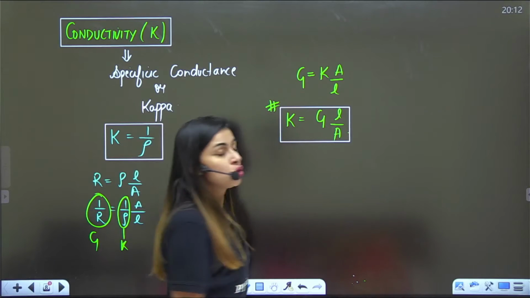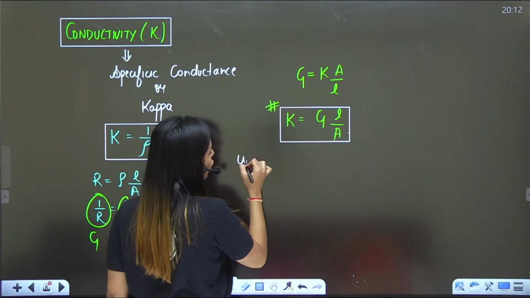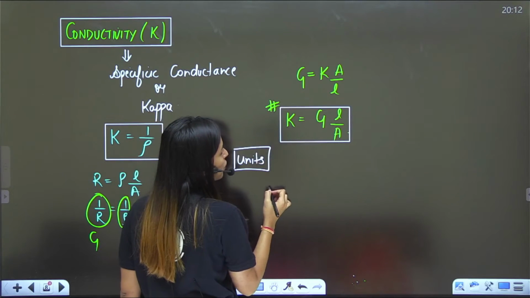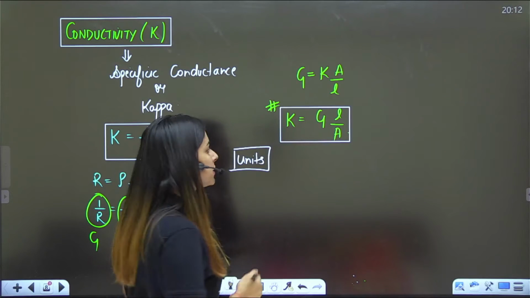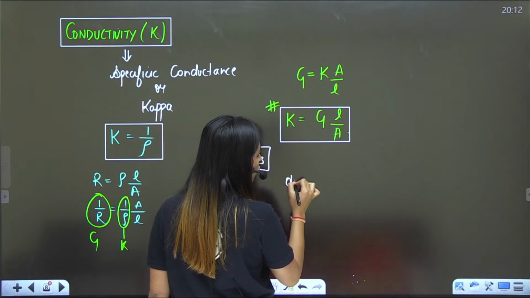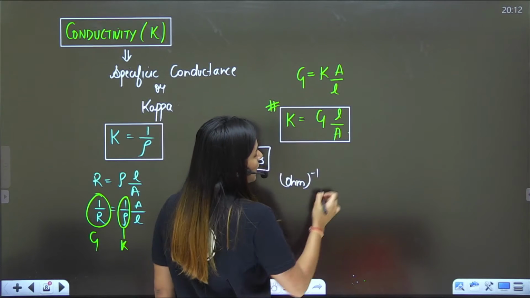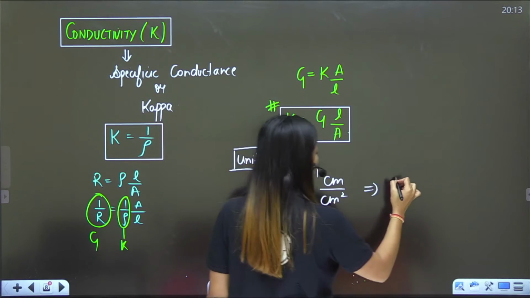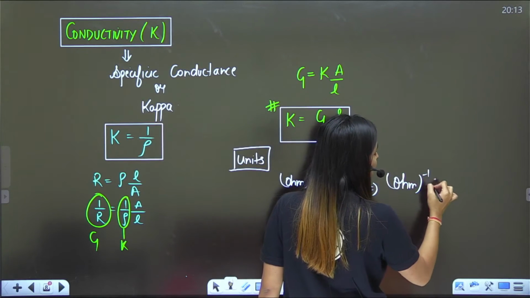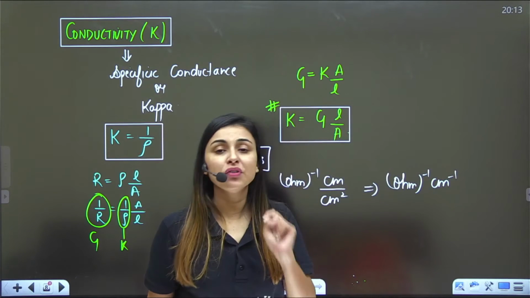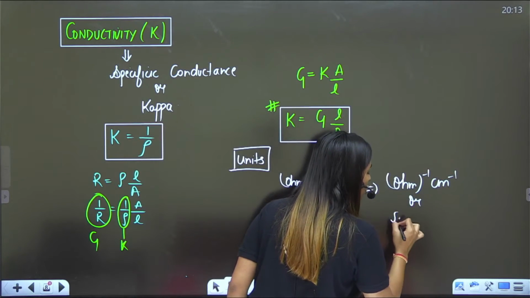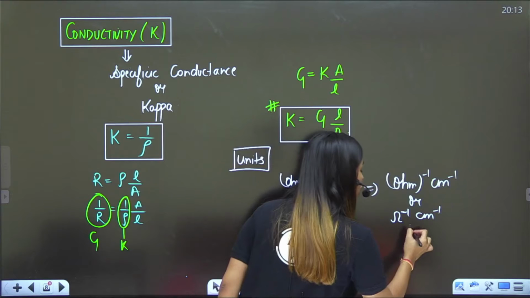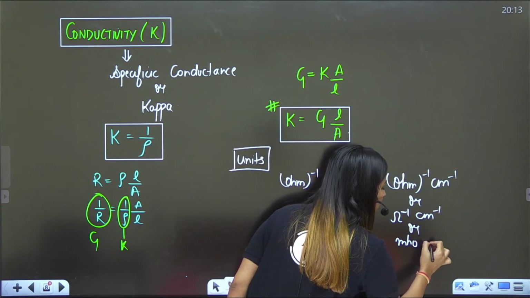Now let's write the units of conductivity. If we talk about units of conductivity, what will be the unit? Very easy, my dear students. You know that G is in ohm inverse, right? Length is centimeter, and area is centimeter square. So we can say that the unit came out to be ohm inverse centimeter inverse. Okay, this is the first unit. Or you can say mho centimeter inverse.